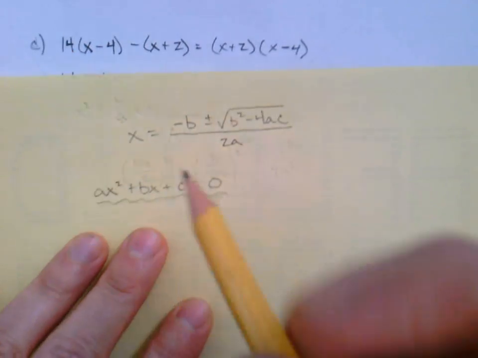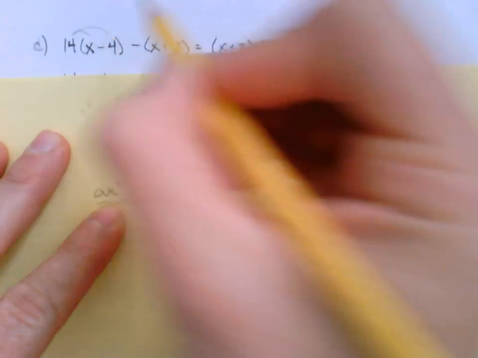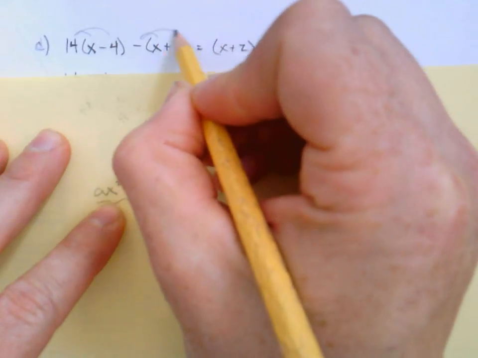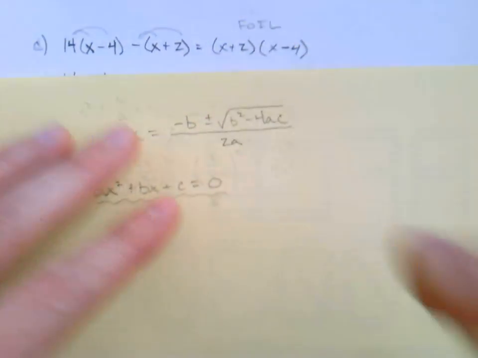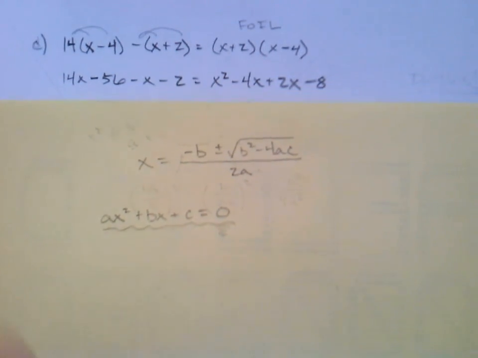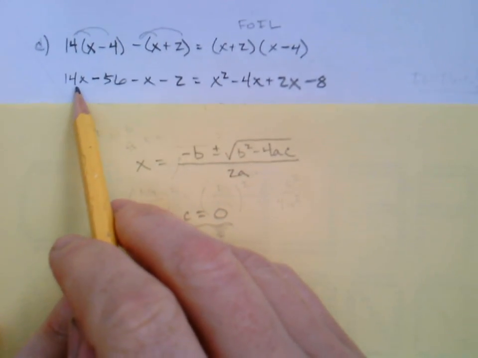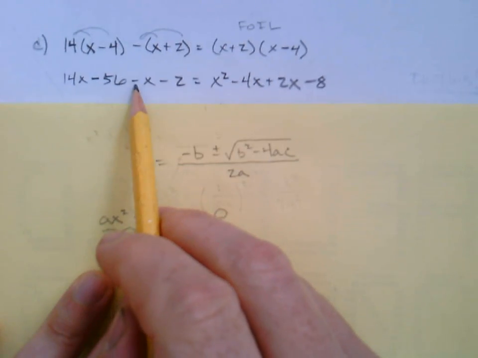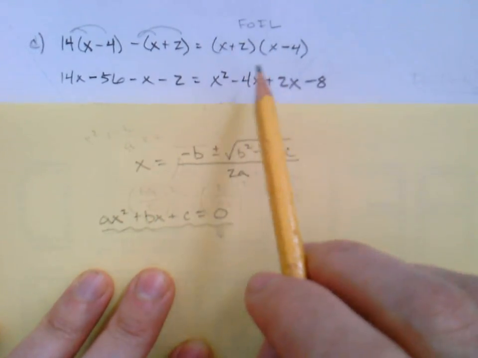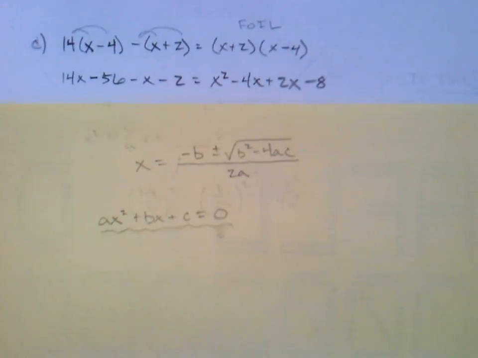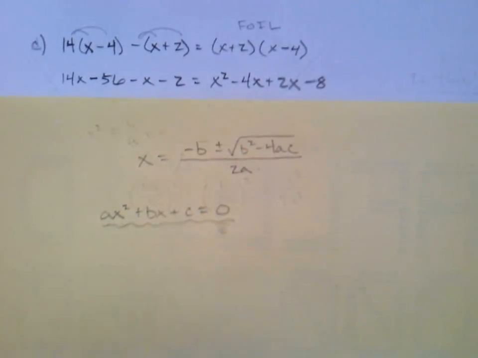Well, what can we do over here? Let's distribute. Let's distribute our minus sign. Let's FOIL right here. And I've done all that. The 14 multiplies. The negative sign distributes. And there's a FOIL happening out over there. I'll give you a moment to look at that yourself. Multiply out everything.